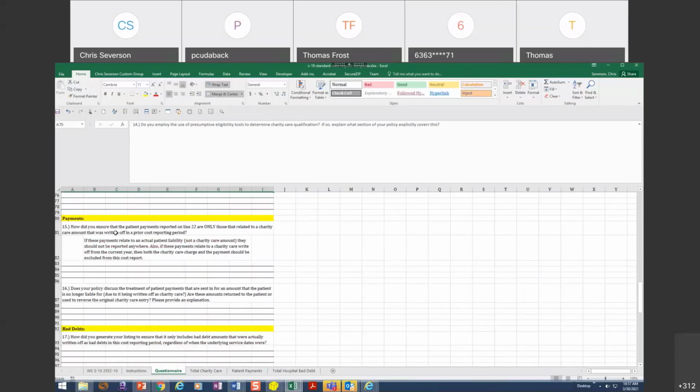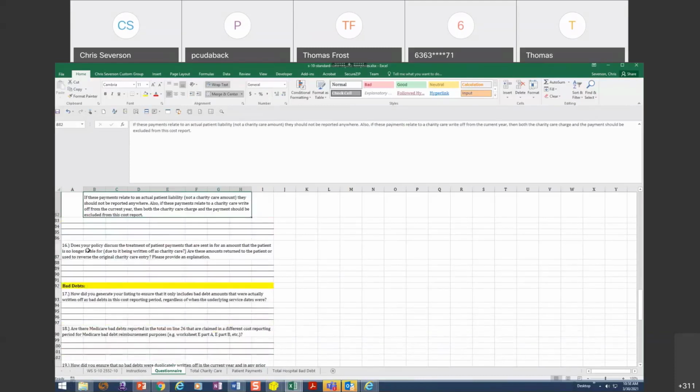We get to line 15. How did you ensure that the patient payments reported on line 22 are only those related to charity care written off in a prior period? And there's a reminder about what that really means. Number 16, does your policy discuss the treatment of patient payments that were sent in for an amount that the patient is no longer liable for because it was written off for charity care? So that really is the situation that's going to show up on line 22. The patient had an amount written off for charity care. They're no longer liable for it, but they still paid it.